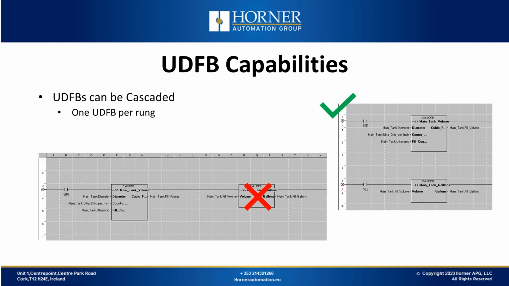You can cascade UDFBs, meaning the output of one function block becomes the input to the next. However, remember the rule, one UDFB per row. Drawing it across rows won't work, but placing them on two consecutive rungs is perfectly fine. So if you're interested in cascading UDFBs, you have that capability.